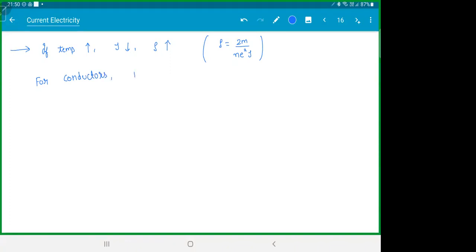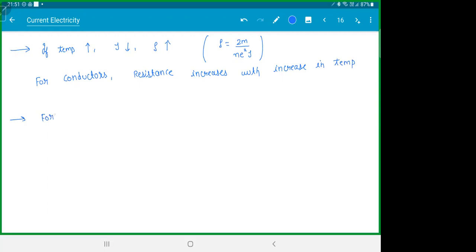For conductors, resistance decreases with increase in temperature. Sorry, resistance increases with increase in temperature. If you increase the temperature, the electrons will collide more and more, so it will be more difficult for them to flow. If you increase the temperature, resistance increases.